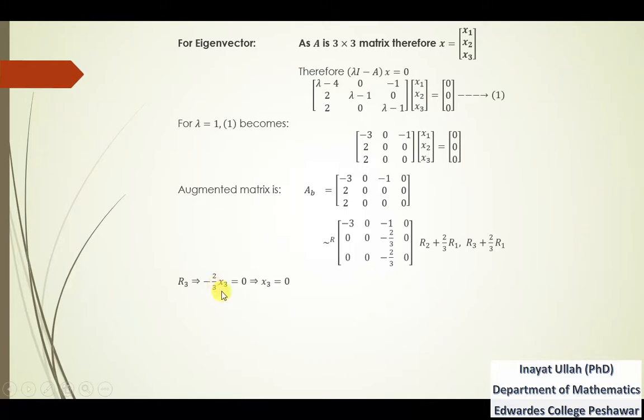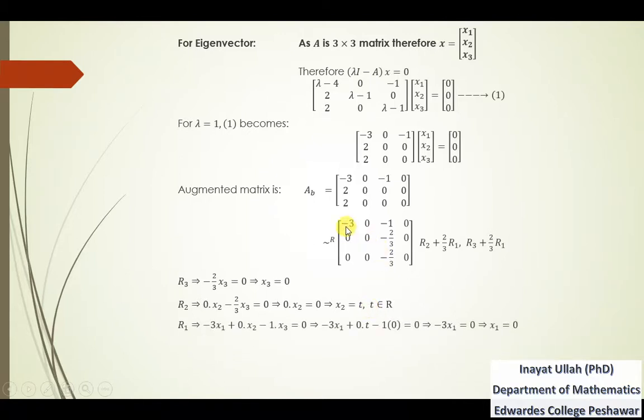and what does it mean? It means that x3 is equal to 0. So x3 is obtained. Now from row number 2: 0 into x2 minus 2 by 3 into x3 is equal to 0, but x3 is 0, so 2 by 3 into 0 is 0, so we are left with 0 into x2 is equal to 0. 0 into x2 is equal to 0 means x2 is any real number t, for t belongs to R.